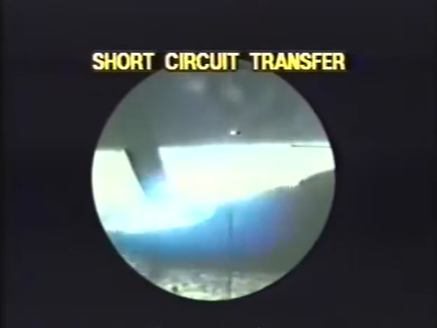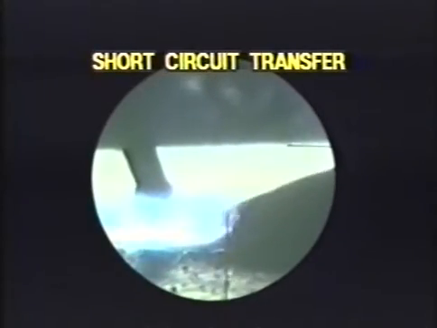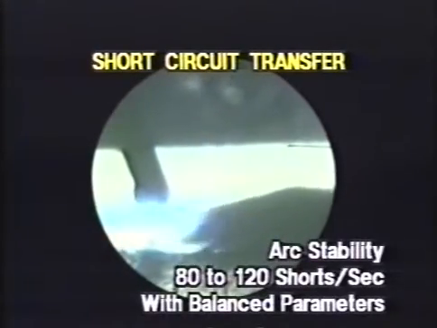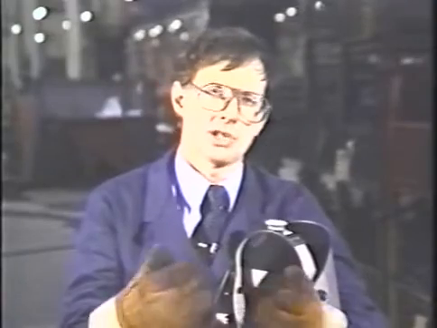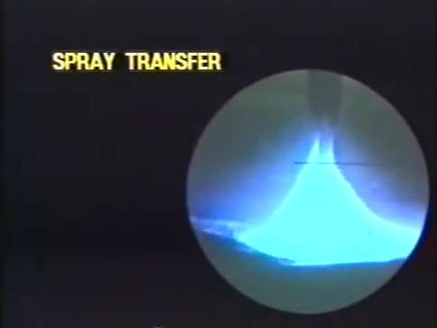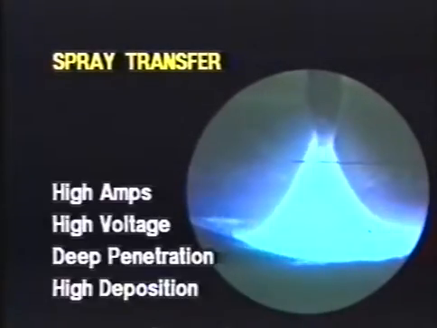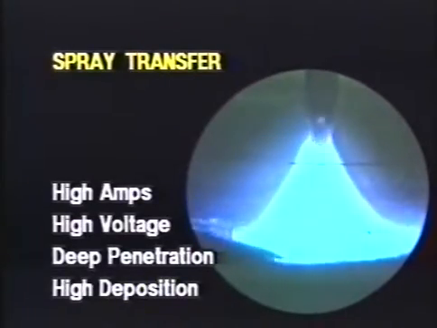Now, short circuiting is considered a low amperage mode of transfer in which the wire short circuits generally up to about 120 times per second. Then we have the high amperage spray type transfer in which the wire doesn't short circuit and it's generally over 200 amps. Deep penetration, high deposition.